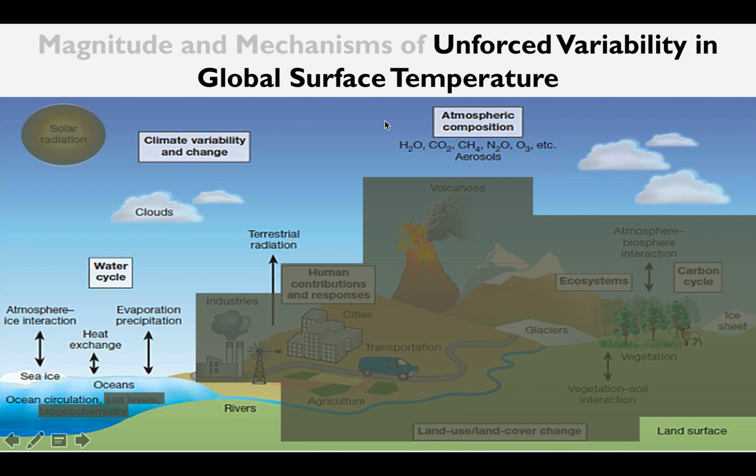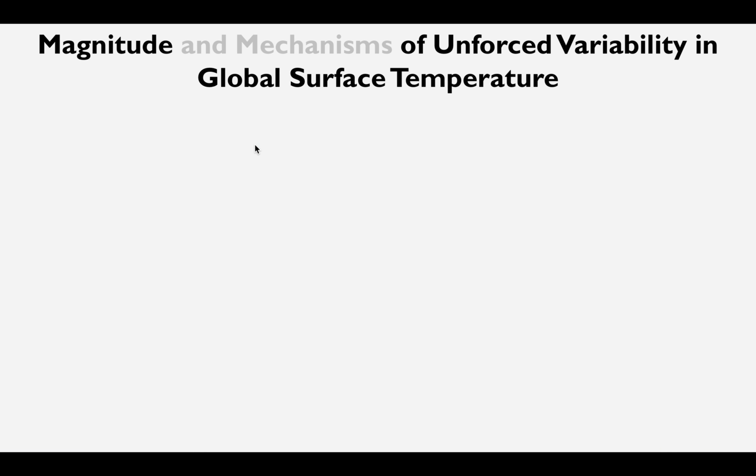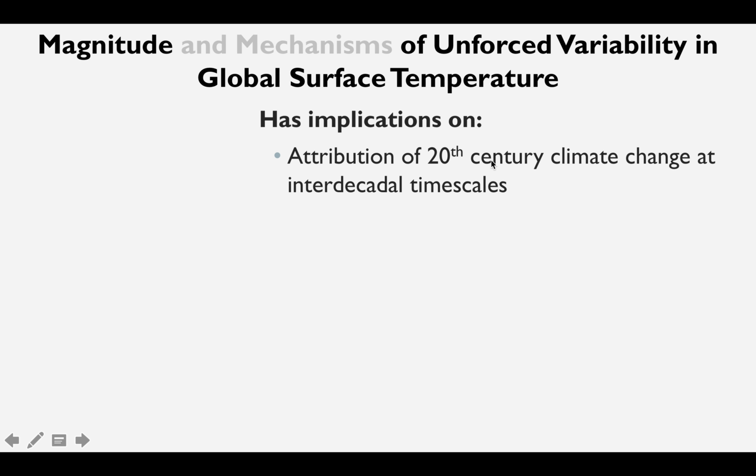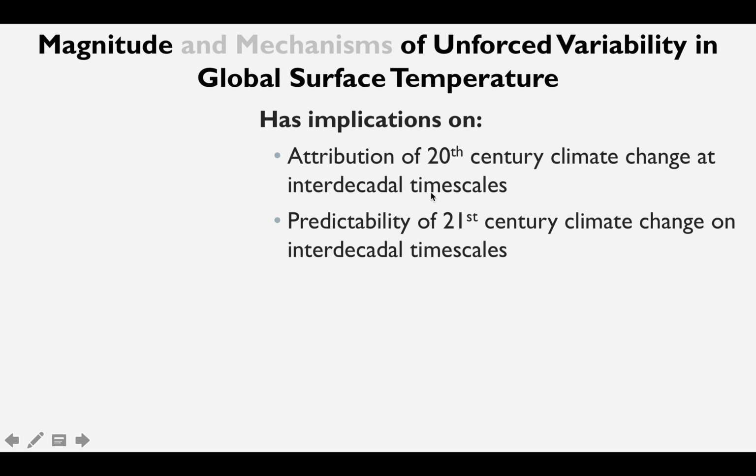So this dissertation is concerned with unforced variability, which is the variability that simply emerges from the internal dynamics of the ocean atmosphere system. The quintessential example of that would be the El Nino-La Nina oscillation, which can affect global temperature. So I'm interested in the magnitude of unforced variability in global surface temperature. And I'm interested in the magnitude because this has large implications on the attribution of 20th century climate change as well as the predictability of 21st century climate change, both on interdecadal timescales.